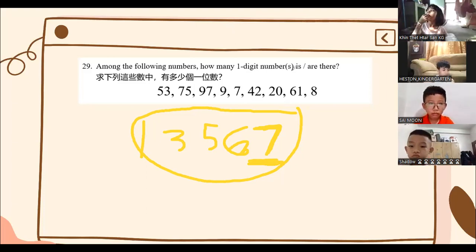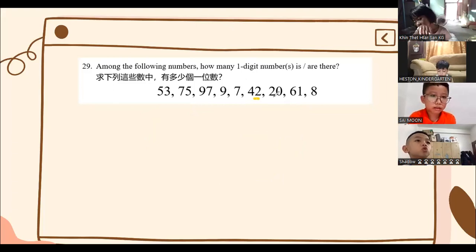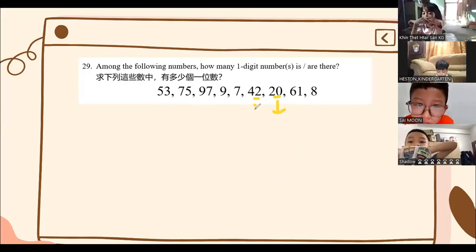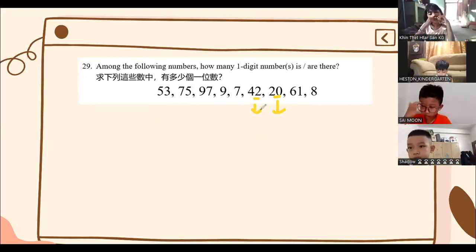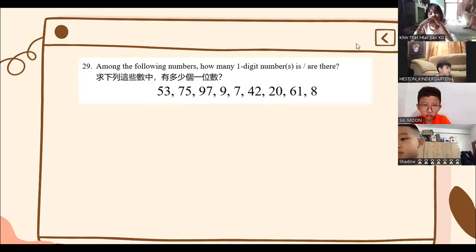That is why 42 and 20 are even numbers, because you can divide them by 2. Look at the units digit, or the last digit on the right. It is even as well. So if the units digit is odd, the entire number is also going to be odd. That is why 53 is odd, 75 is odd, 97 is odd, because their last digit is also odd. I hope you remember that because those questions will come out on your exam as well.